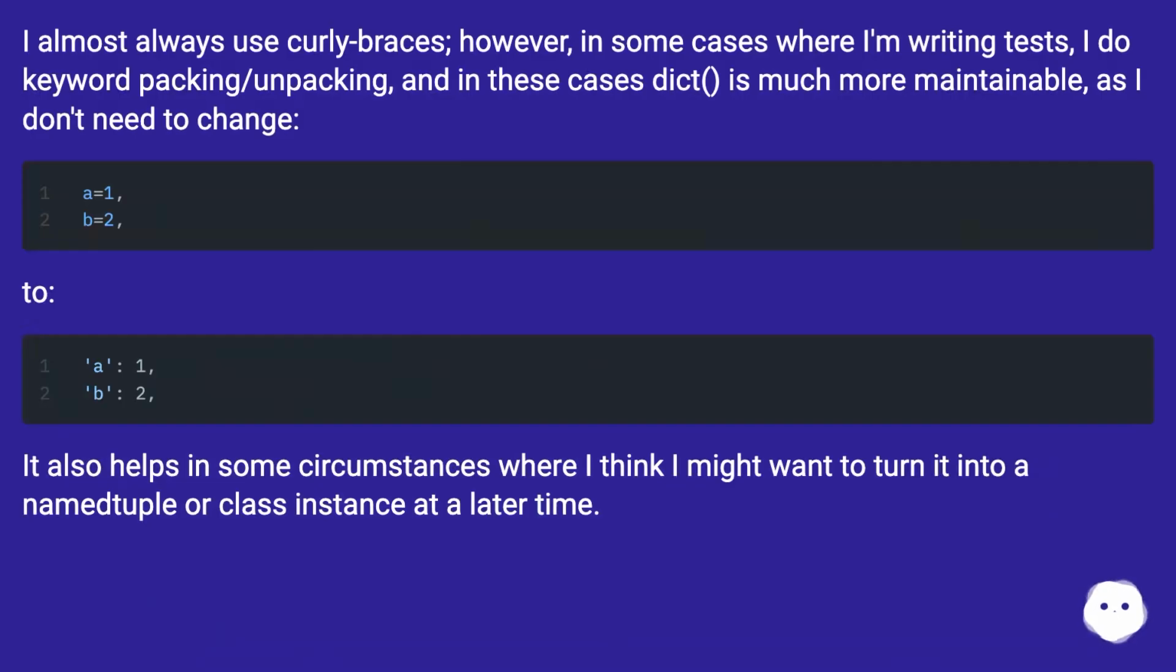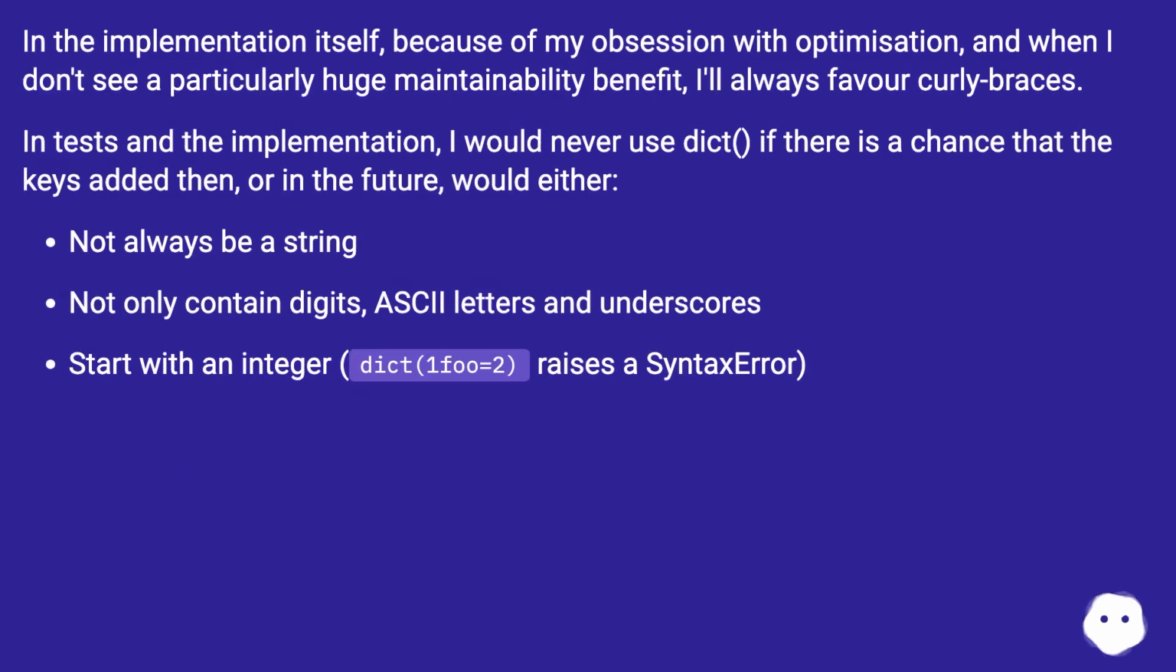I almost always use curly braces. However, in some cases where I'm writing tests, I do keyword packing/unpacking, and in these cases dict is much more maintainable, as I don't need to change quotes. It also helps in some circumstances where I think I might want to turn it into a named tuple or class instance at a later time. In the implementation itself, because of my obsession with optimization, and when I don't see a particularly huge maintainability benefit, I'll always favor curly braces.